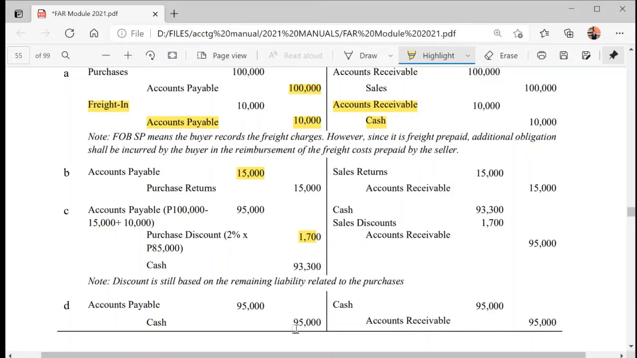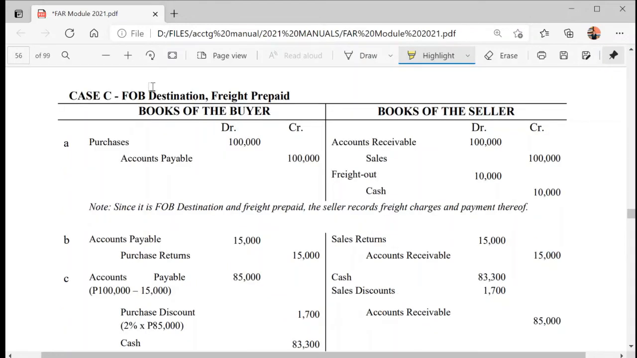Let's go to the next case, FOB destination freight prepaid. So who is the owner of the goods while in transit here? That would be the seller. And who paid for the freight? Accordingly, this is freight prepaid, so seller. If this is the case, nga si seller ang responsible for the freight and si seller sad ang nibayad actual sa freight, there would be no problem. Walay mga reimbursement or wala dili ulian, okay? So wala siya problem in the recording.